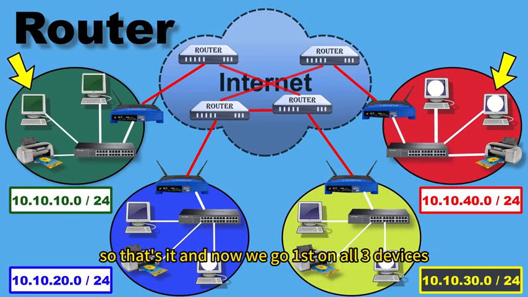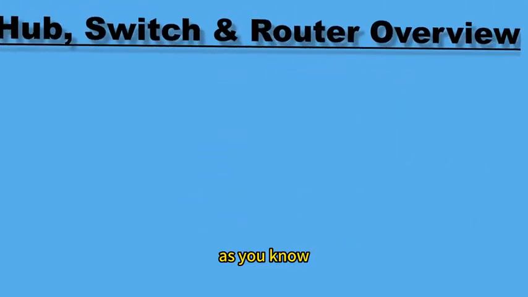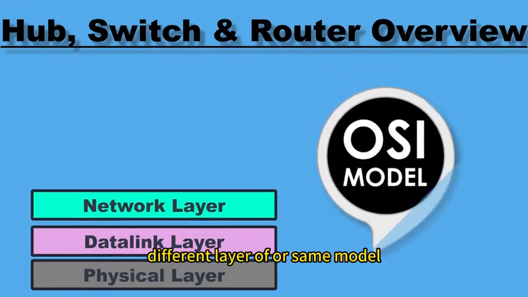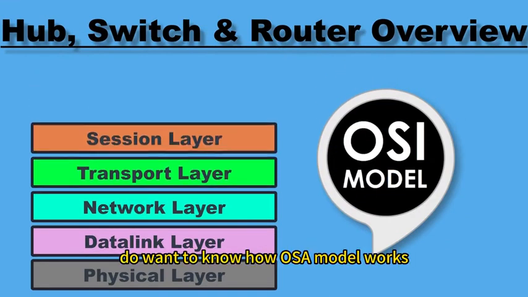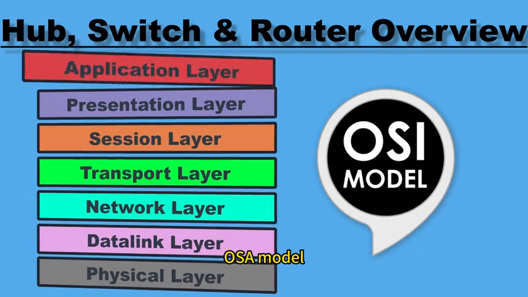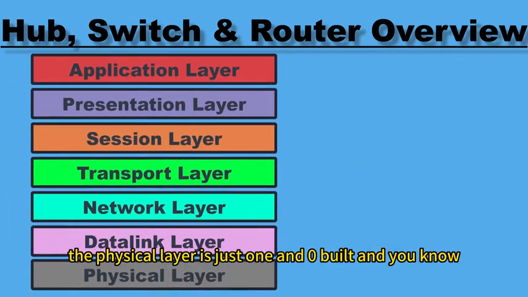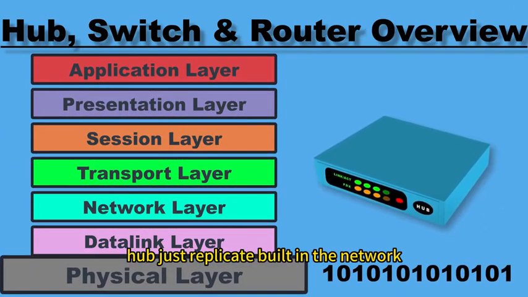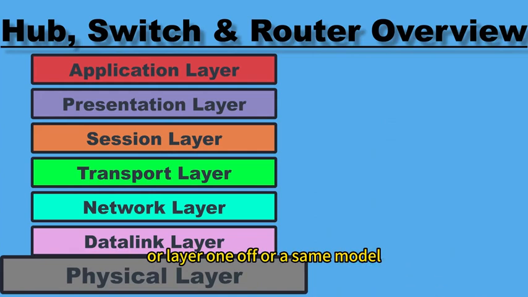So that's it, and now we go through all 3 devices. As you know, hub, switch and router operate on different layers of the OSI model. To know how the OSI model works or to clear your concept regarding the OSI model, it consists of 7 layers. The physical layer is just 1 and 0 bits, and you know a hub just replicates bits in the network. They operate on the physical layer or layer 1 of the OSI model.